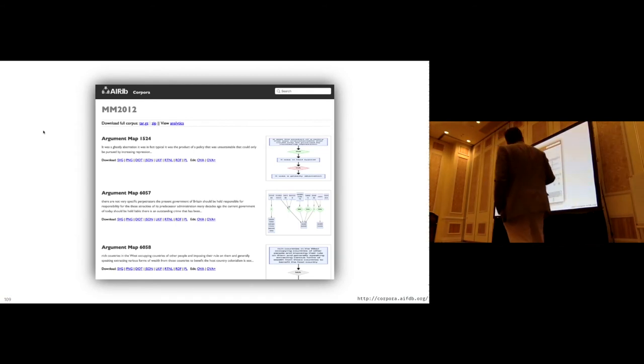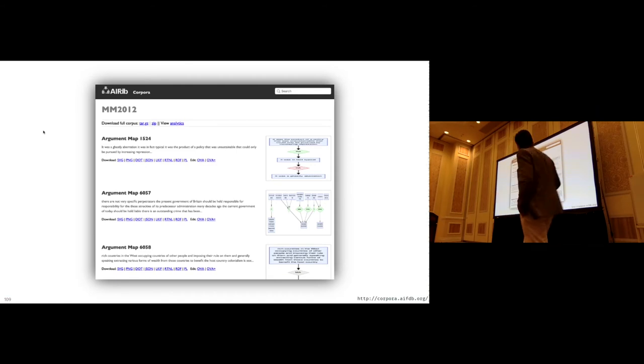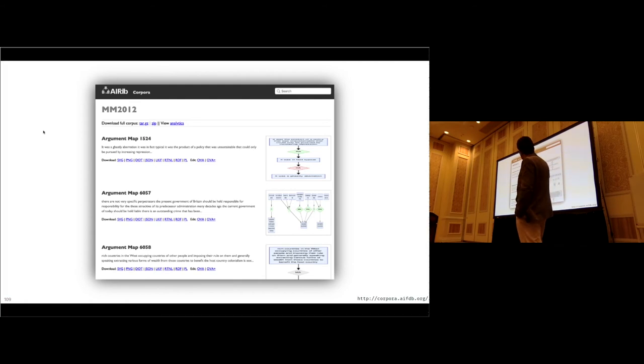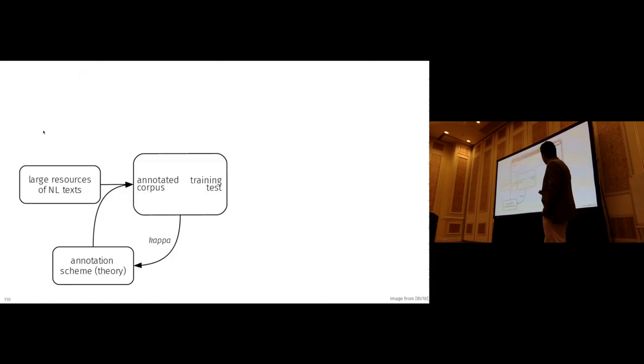So, for instance, colleagues in Dundee have created what is called the AIFdb, that is several corpora of annotated argumentations. For instance, this one is a picture from the website about Moral Maze. Moral Maze is a BBC radio program, and colleagues in Dundee have a special relationship with the BBC, and they are collaborating with them very closely. And in particular, they were analyzing this radio program, Moral Maze, and they produced several argumentation maps, annotated from these radio debates.